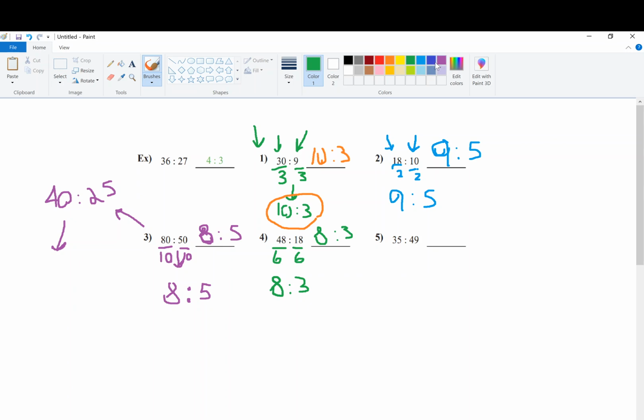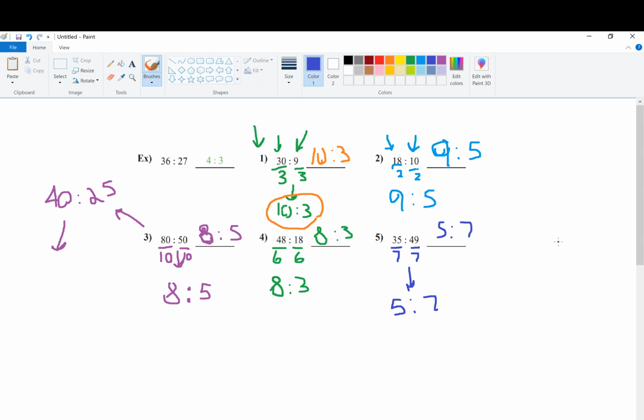Okay, let's try one more. I have 35 and 49. Notice here, 2 is not going to work. 3 may work, but we want a number that's very large. So notice here, 7 can go into both of them. So I'm going to divide both by 7. 35 divided by 7 is going to be 5. 49 divided by 7 is 7. So I have 5 to 7.